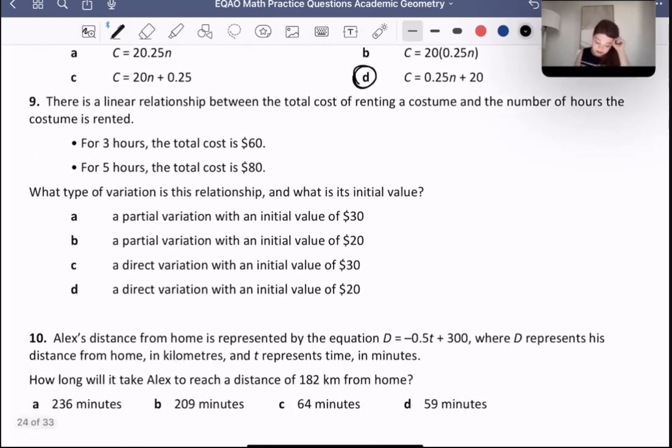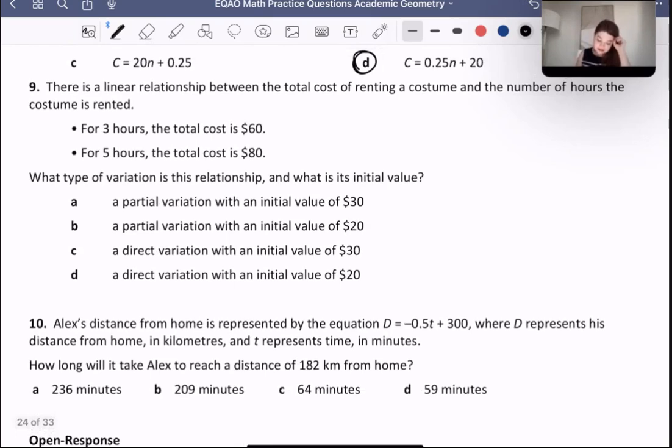All right, number 9 says there is a linear relationship between the total cost of renting a costume and the number of hours the costume is rented. For 3 hours, the total cost is $60, and for 5 hours, the total cost is $80. What type of variation is the relationship, and what's its initial value?